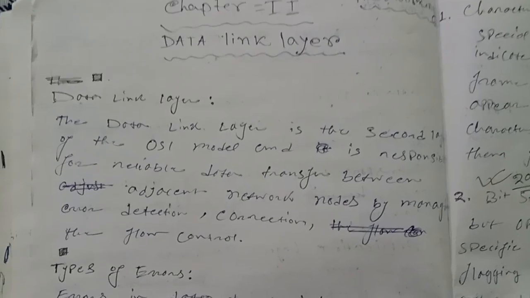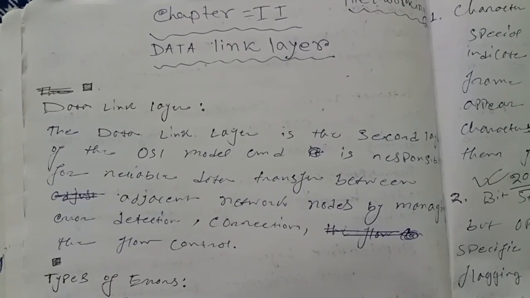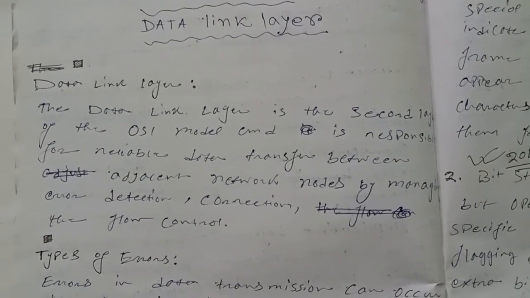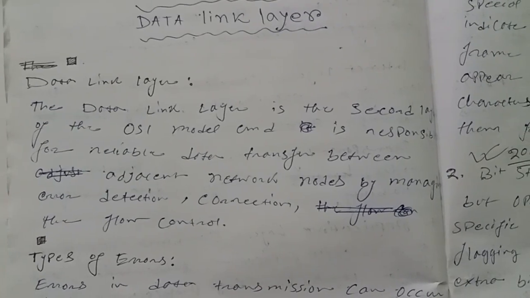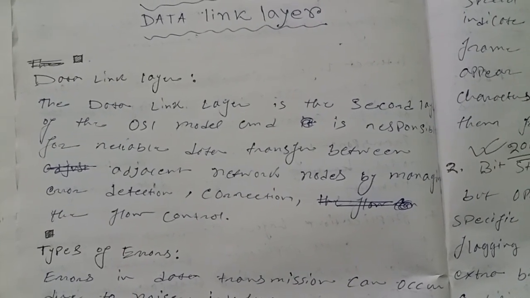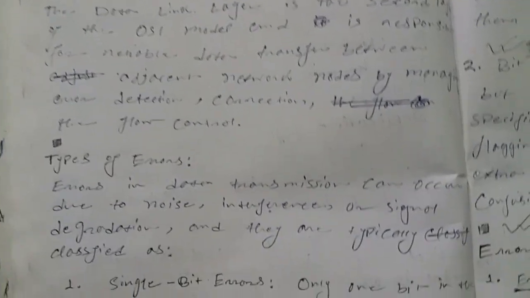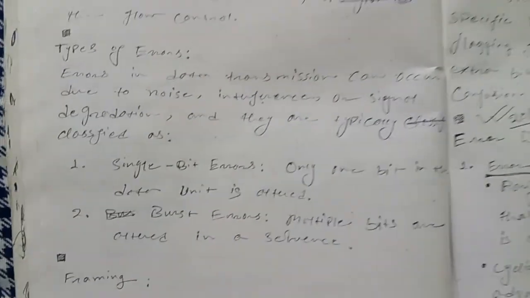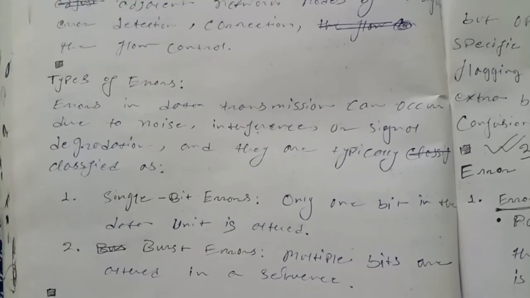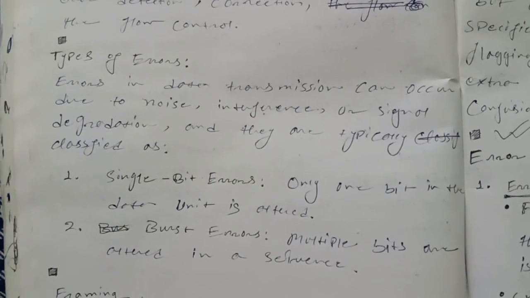So let's start. The data link layer, a brief overview, a brief description or definition of the data link layer. Here it is. The data link layer is the second layer of the OSI model and is responsible for reliable data transfer between adjacent network nodes by managing error detection, correction, flow control, etc. And there are mainly two types of error in the data link layer. Those types are single bit error and burst error.